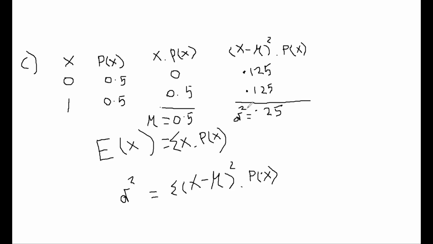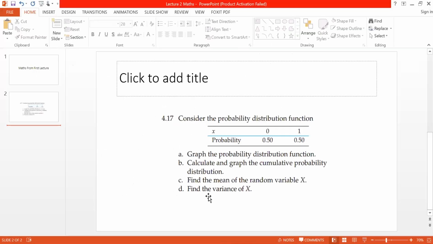So let's go back to the question in the end. Find the variance of x. So we got the variance of x. So that's it for problem 4.17. We will do another math in the next video.